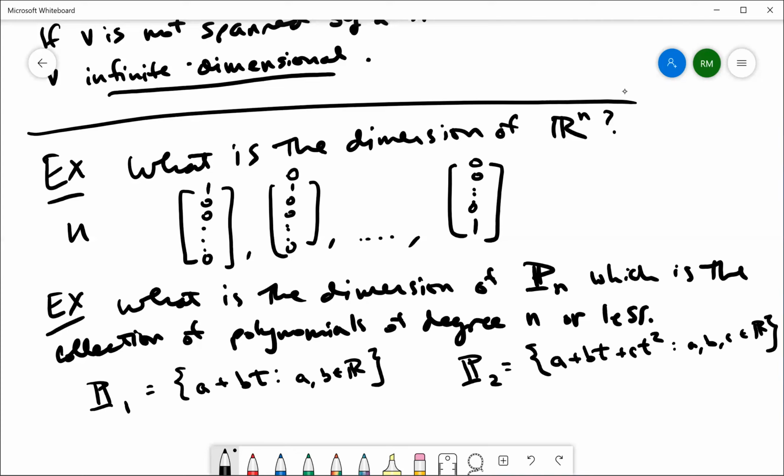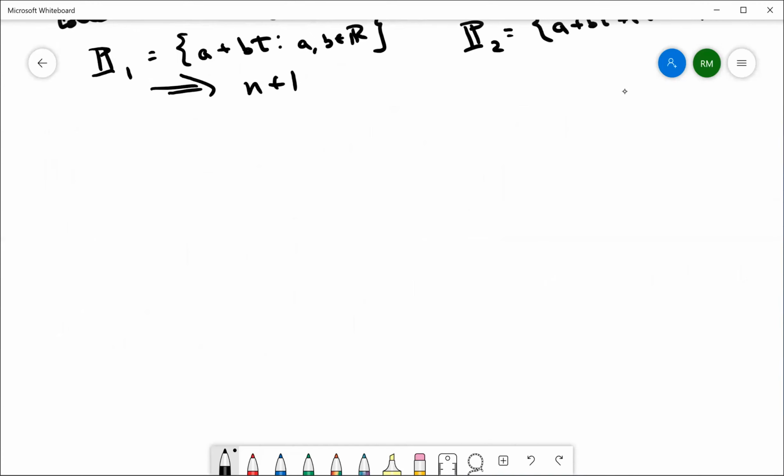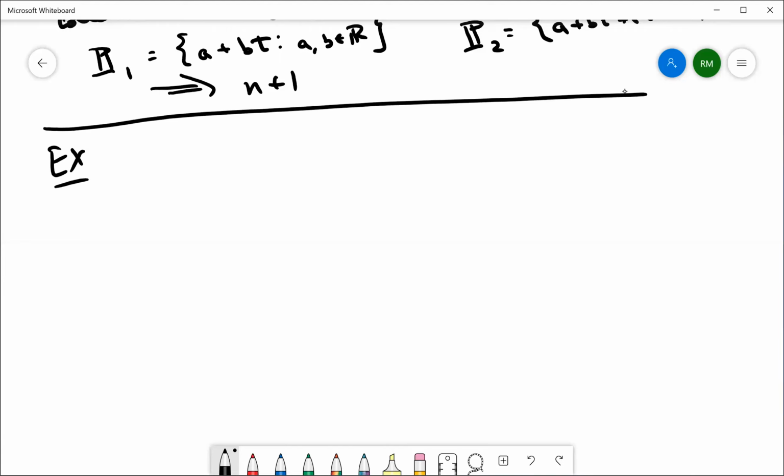What do I notice about the number of real numbers I need to define a polynomial in P sub 1? I need 2 real numbers. I need a and b. For P sub 2, I need 3. And so what we see here is the dimension is actually n plus 1, because the constant term adds a dimension.